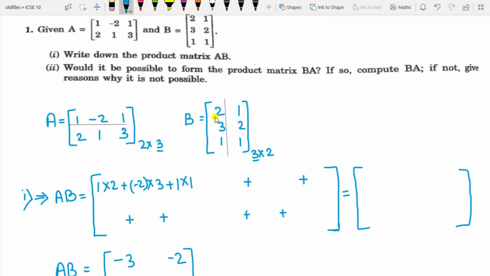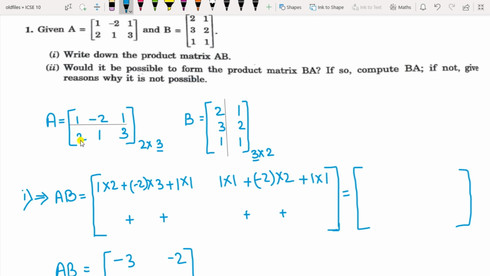Then again the first row and now the second column, same process, so this is 1 into 1, minus 2 into 2, plus 1 into 1 again. So this is the second element.